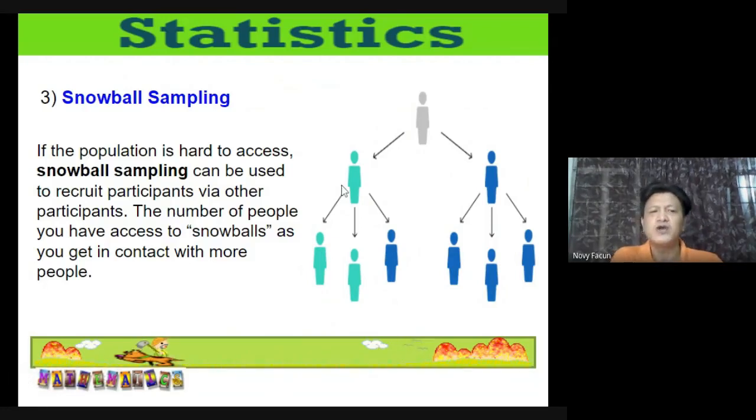Can be used to recruit participants via other participants. The number of people you have access to snowballs as you get in contact with more people. Ginagamit ang snowball kapag confidential yung mga nagiging study natin. For example, gusto mong malaman kung sino yung mga battered wife or may mga nagda-drugs, kukuha ka lang ng target mo na isang tao dyan na siya na yung magre-recruit, para makakuha ka ng data.